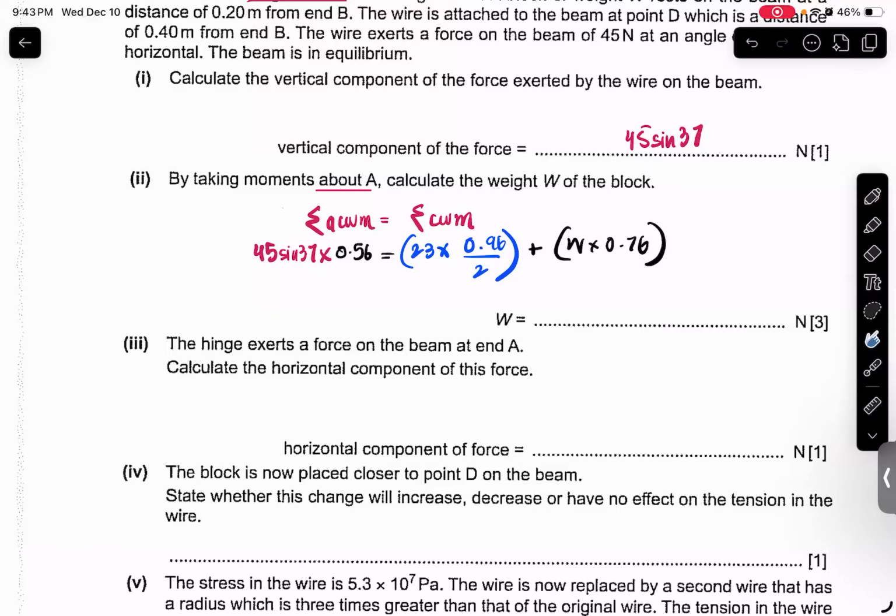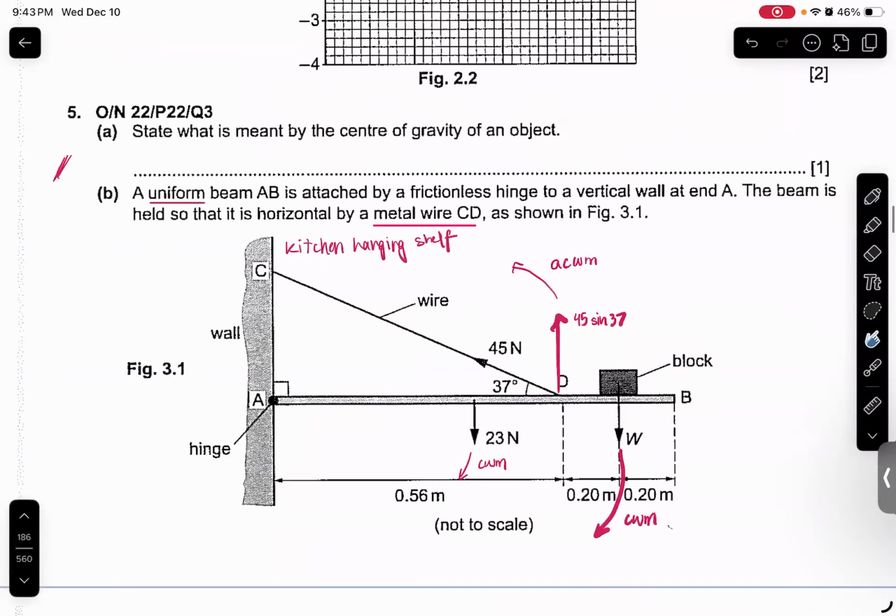Let's check what the answer is. So 45 sine 37 times 0.56 minus 23 times... okay, the weight is 5.43 newtons. This is the weight of the W block.